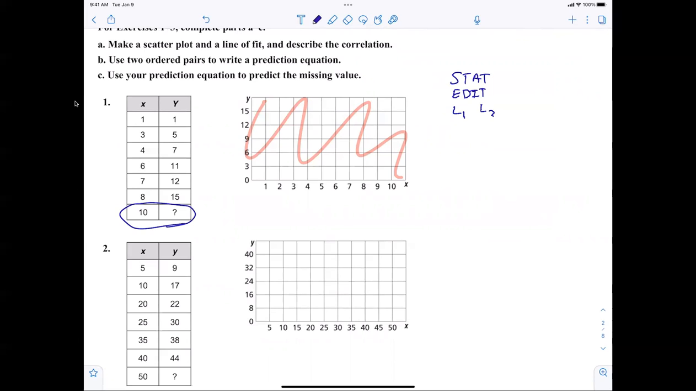Anybody have any questions so far? Stat, edit, L1 is the X, L2 is the Y. 30 more seconds.